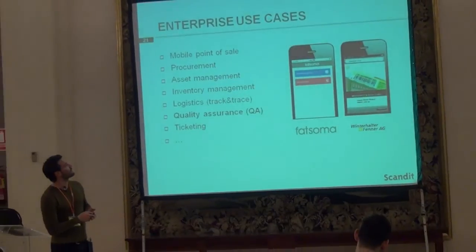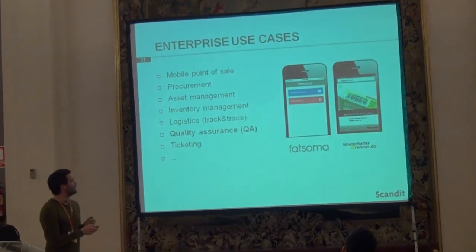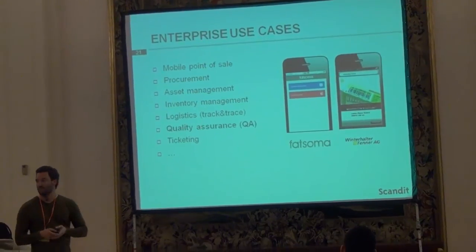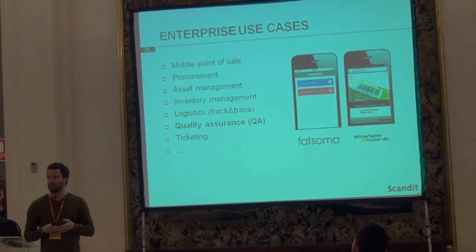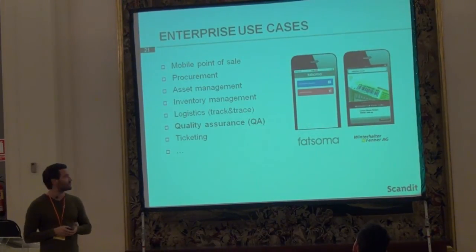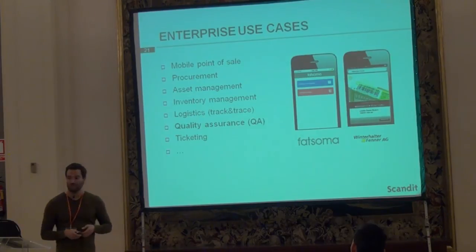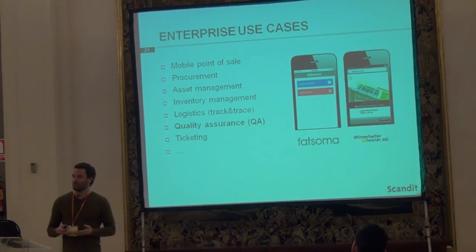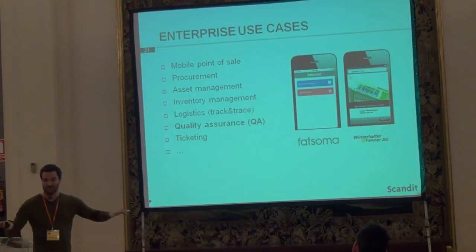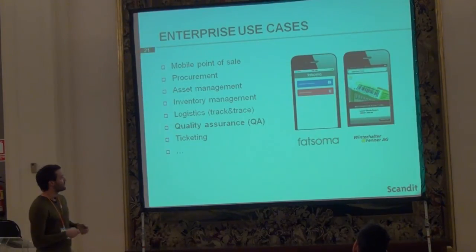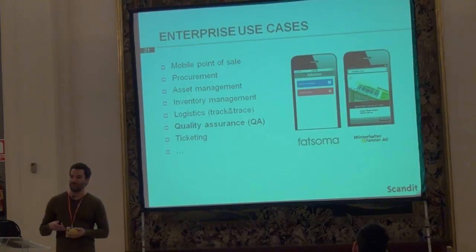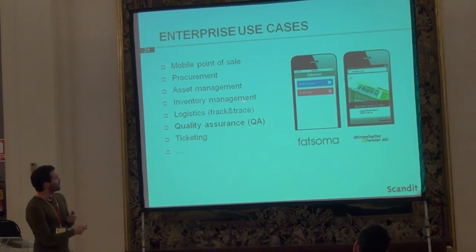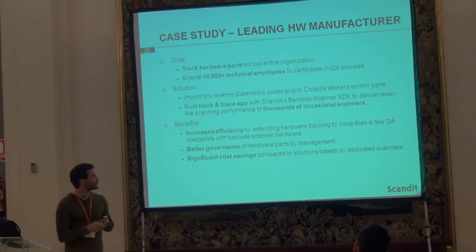Now let's have a quick look at enterprise use cases. So we have mobile point-of-sale systems, so tablet-based systems that slowly evolve into full-blown point-of-sale systems. We have procurement-type use cases where people reorder stuff for corporations on the go and decentralized nowadays. We have asset management, inventory management. We have logistics applications where people use smartphone-based scanning for track and trace scenarios. We have quality assurance and, of course, also ticketing.